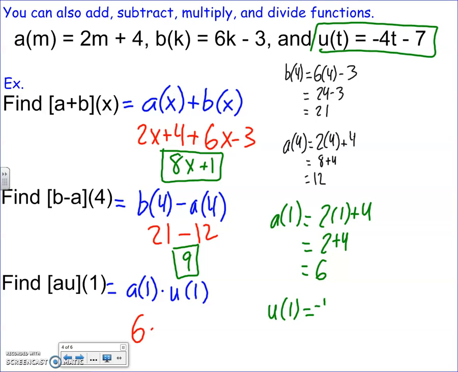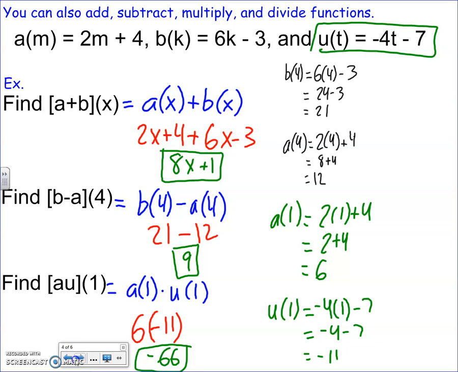That is negative 4. Every t turns to a 1. Minus 7. That's negative 4 minus 7. That's negative 11. So this is 6 times, I'll put parentheses, negative 11. And that gives us the final answer of negative 66.